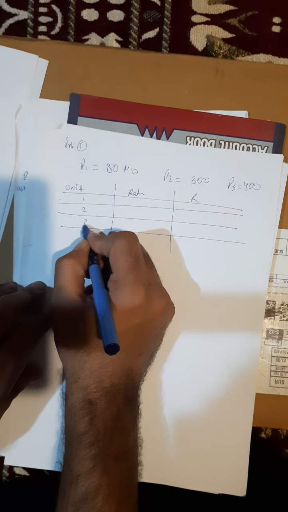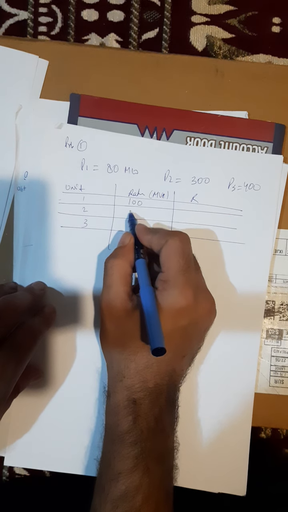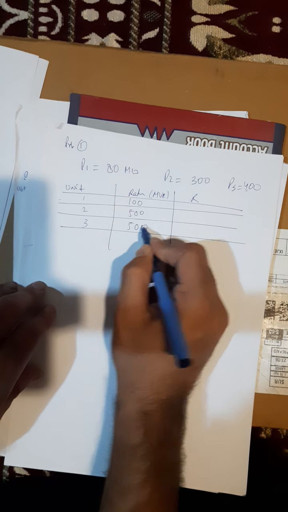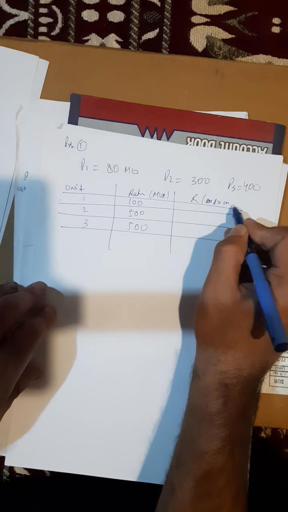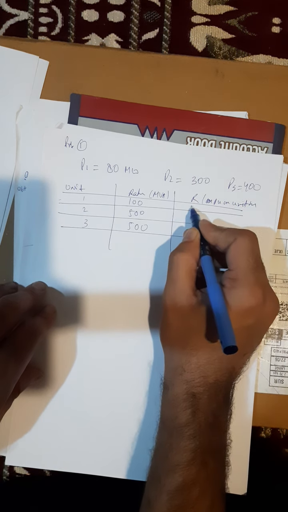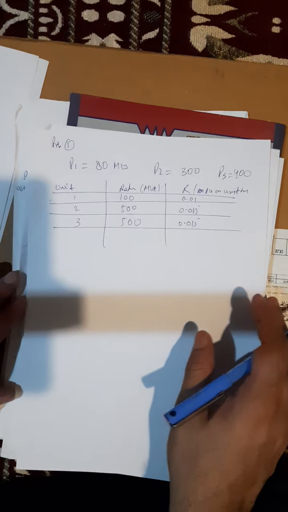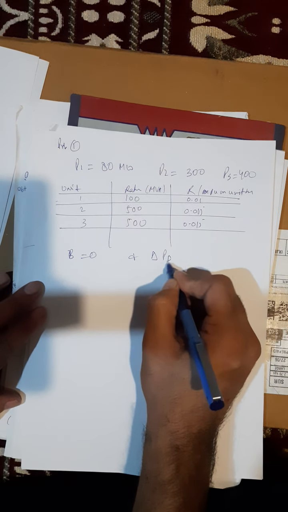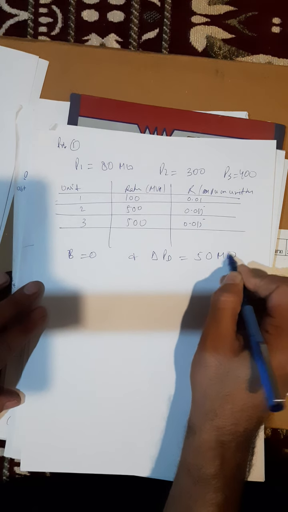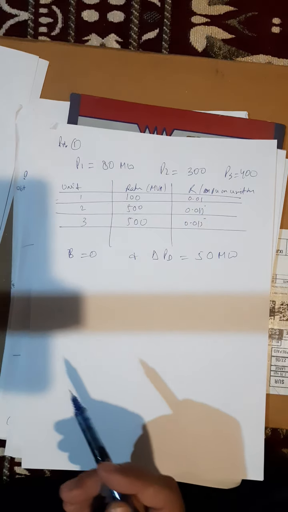So unit 1, 2, 3: the rating of unit 1 is 100 MVA, that of unit 2 is 500, and that of unit 3 is again 500. The regulation in per unit on unit basis is 0.01, 0.015, 0.015. First case, we are assuming B is equal to 0 and delta PD, the change in load, is 50 megawatt. We have to calculate again what the new generation is: P1 new, P2 new and P3 new.